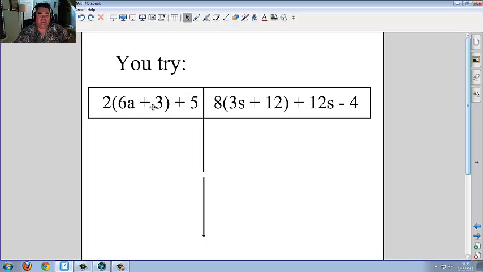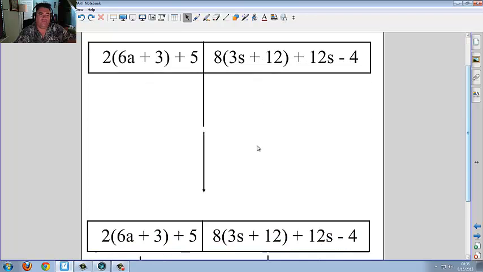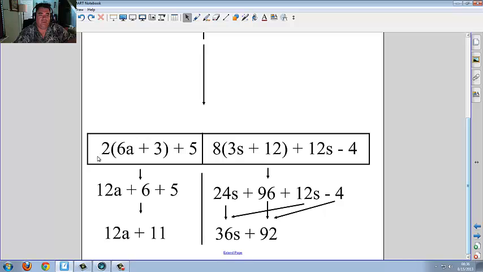2 times 6a plus 3 plus 5, and a separate problem, 8 times 3s plus 12, and then plus 12s minus 4. Well, 2 times 6a is 12a, 2 times 3 is 6. The plus 5 comes down for now. Then I'll combine like terms, which is 6 and 5, which make 11. 12a plus 11.